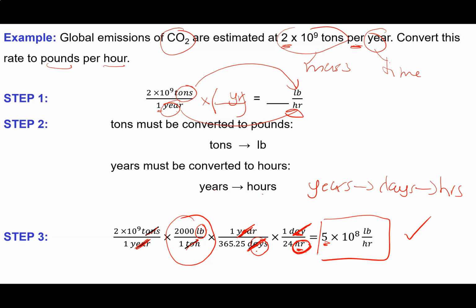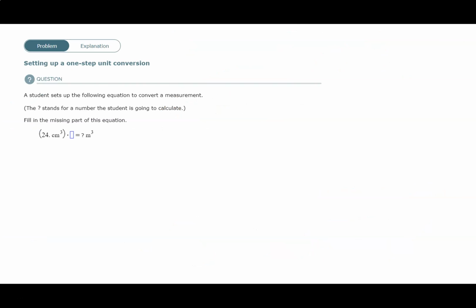Our worst case scenario is 3 conversion factors. We never do more than 3 conversion factors in Chemistry 100. So let's have a look at a few.